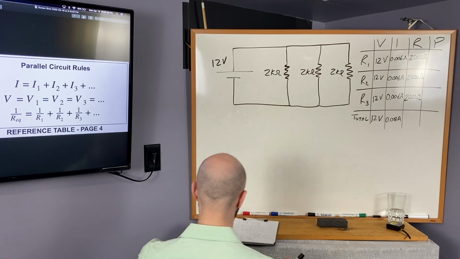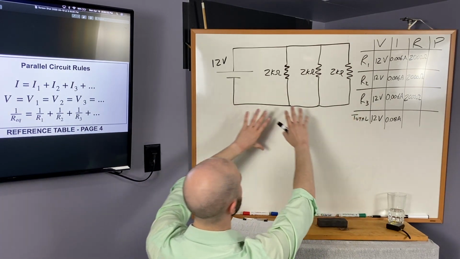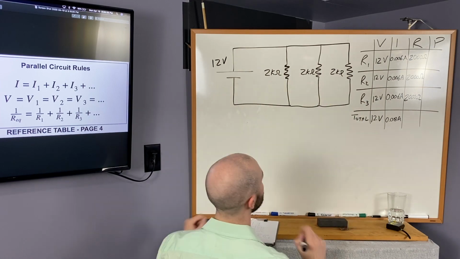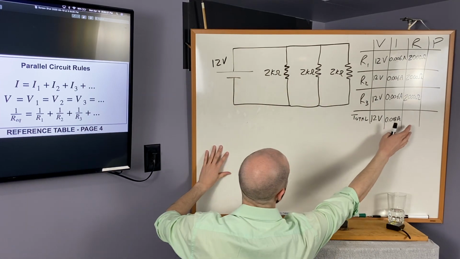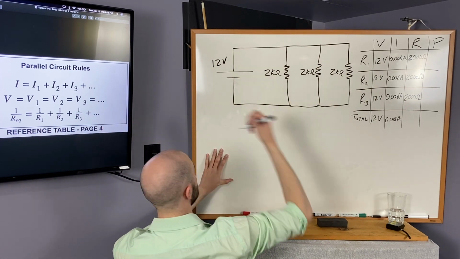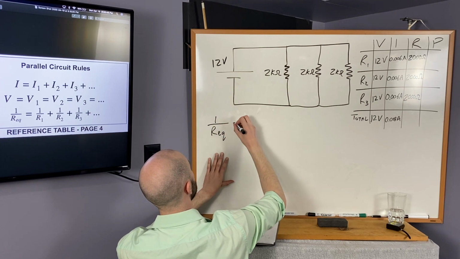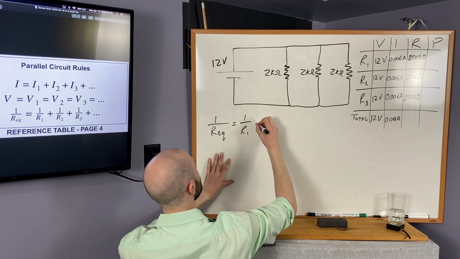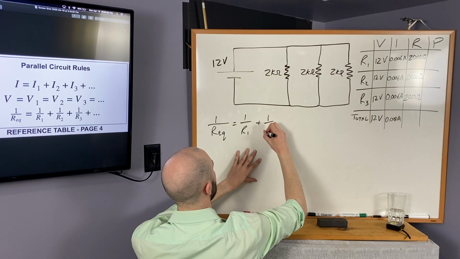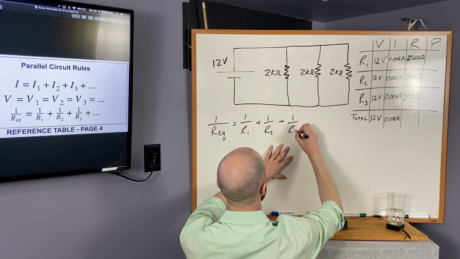So, let's start with the more complicated way. I want the equivalent resistance, the total resistance of this grouping of resistors here. So, filling out this row, I'm going to use the relationship that's given here first. 1 over the equivalent resistance is equal to 1 over R1 plus 1 over R2 plus 1 over R3.